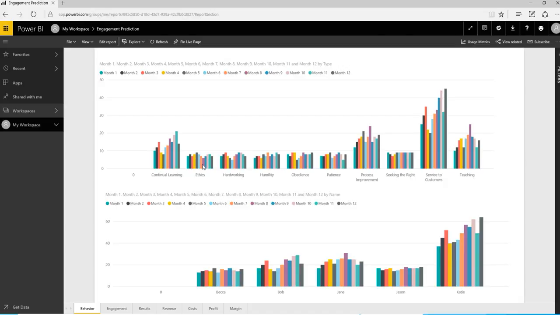And here's some data that we have pulled in terms of what we've done with a couple companies as well. So here you can see continual learning, ethics, hard working, humility, obedience, patience, process improvement, seeking to do the right thing all the time, service to customers, teaching. These are all behaviors that employees need to be focusing on. And we need to understand how those things are happening and how often they're happening.